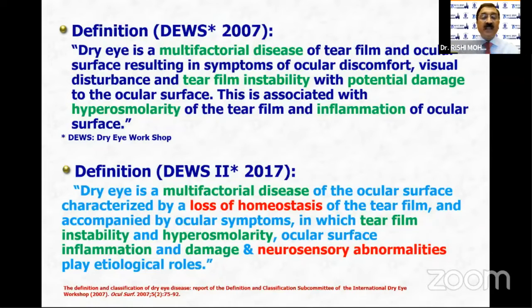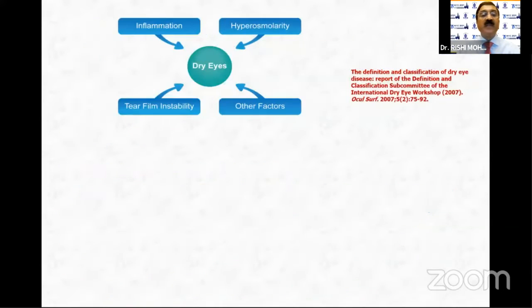So one can see that multifactorial disease is still there. There is tear film instability, hyperosmolarity, inflammation, and damage, which is still there in the definition with the presence of ocular symptoms and visual disturbance. But the loss of homeostasis of the tear film and the addition of neurosensory abnormalities which play etiological roles has been added.